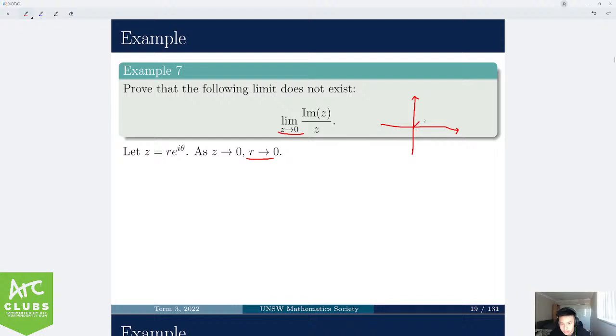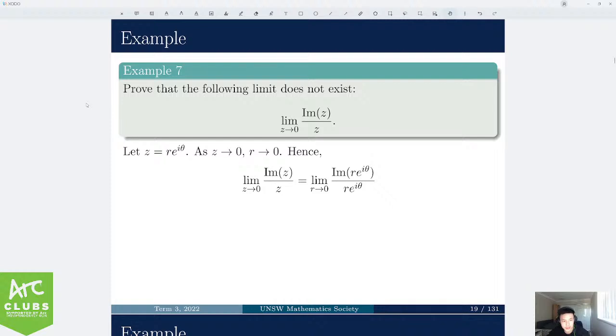Let's say fixing a value of theta, and we want to take r approaching 0, so that's going to approach the origin. If we have a different value of theta, that's going to approach it from a different angle, so that's going to be approaching 0 from, let's say, this angle over here.